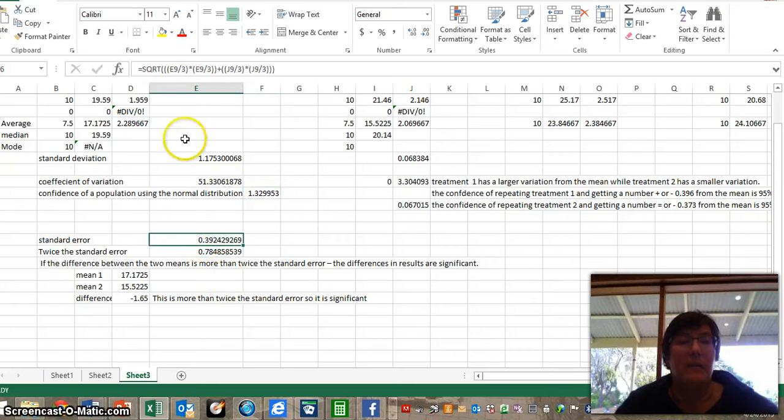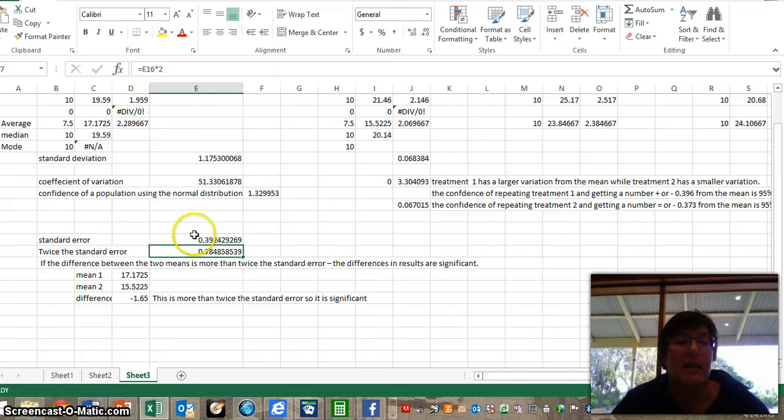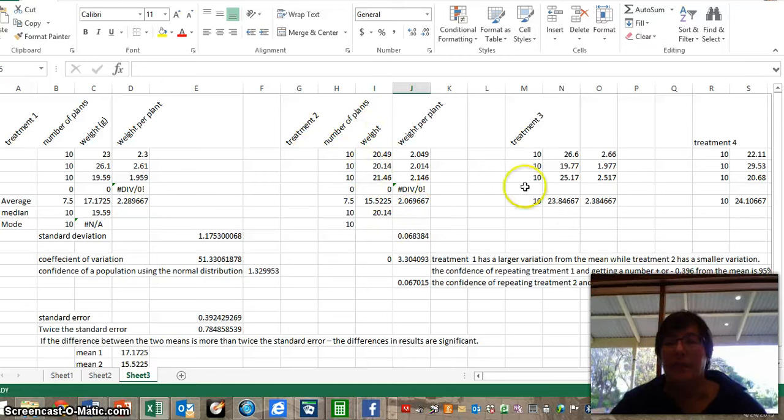Standard error. Again, that's the formula. It's a little bit more complicated, but if you can follow it, it'll be great. Twice the standard error is just that 1 times 2. If the difference between the two means is more than twice the standard error, the difference in the results is significant. So what you're trying to do is prove that the results are significant between one type of treatment and the other. So you have to do all the different treatments and compare them.